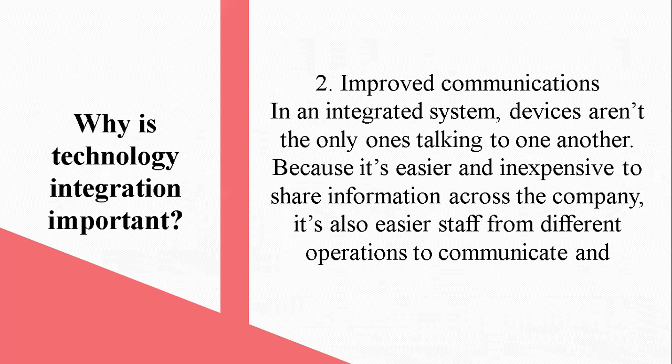Number two is improved communications. In an integrated system, devices aren't the only ones talking to one another, because it is easier and inexpensive to share information across the company. It's also easier for staff from different operations to communicate. For example, if you have used Slack, Slack is a very good example of an integrated system where staff can download the app and communicate from different locations, different departments, and all of that. For companies that are not using Slack, many are using WhatsApp, where they're able to break down WhatsApp groups into departments, you see, and they're able to communicate. That is what integrated technology can do.